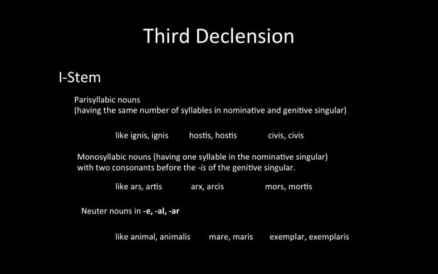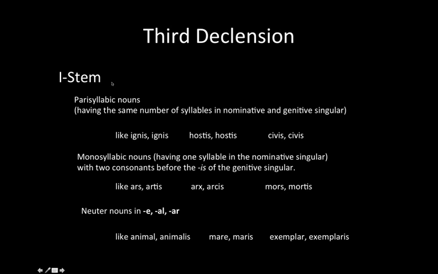First, parisyllabic nouns, which means that they have the same number of syllables in the nominative and the genitive, like ignis, ignis, hostis, hostis, civis, civis. Monosyllabic, which means one syllable in the nominative and two consonants before the -is of the genitive singular, like ars, that's one syllable, artis, there's the two consonants, arx, arcis, mors, mortis. And then neuter nouns that end in -e, -al, and -ar, like animal, mare, and exemplar. These three rules are going to determine if something is an i-stem.